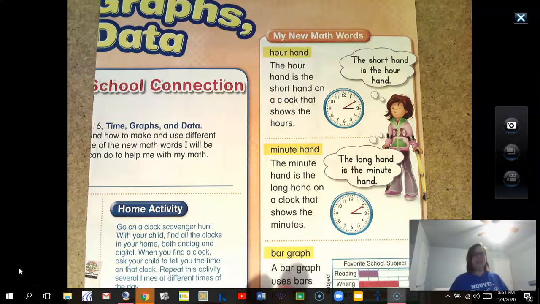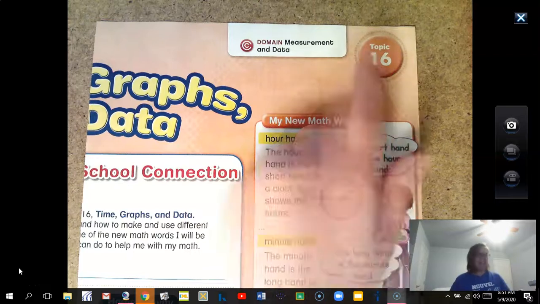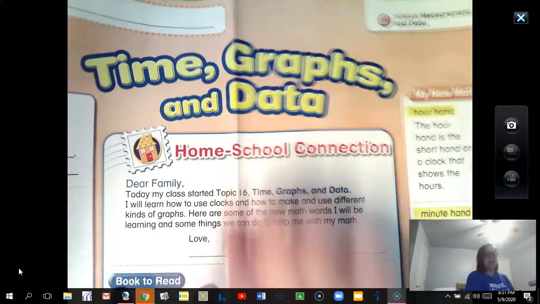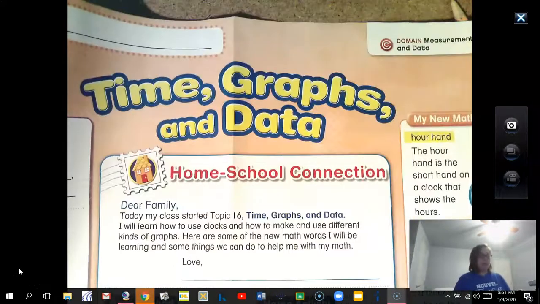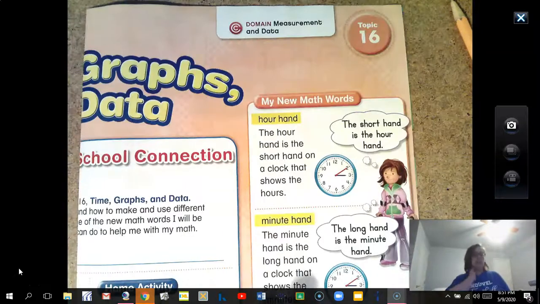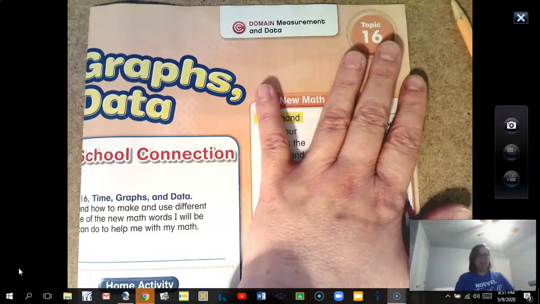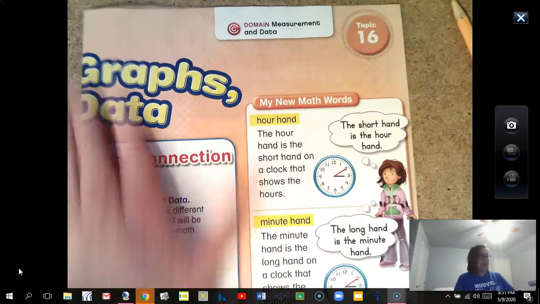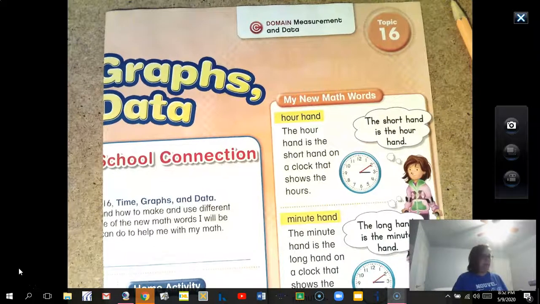Hi, second graders. We are now going to begin topic 16. And topic 16 has to do with time, graphs, and data. You have two little work mats in your manila folder, and we're going to do the topic 16 one. Remember, this is the one that stays at home and has a fun little game inside. And then we're going to do 16.1.